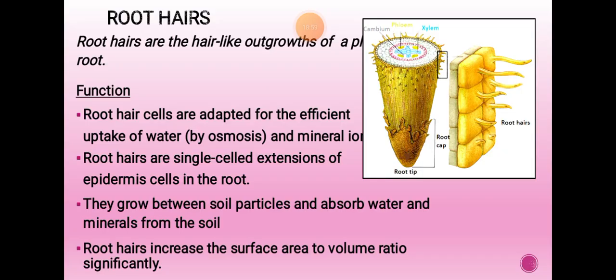Okay, so the next one we have is that root hairs increase the surface area to volume ratio significantly. They increase the surface area of a root so that the plant's surface area can be increased and it can absorb more. That's why root hairs increase the surface area to volume ratio significantly.